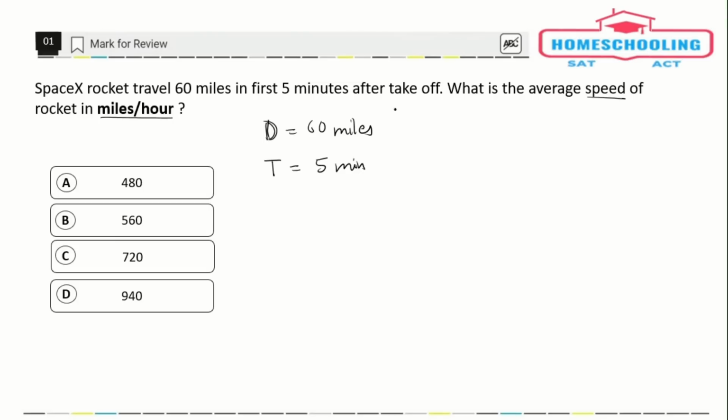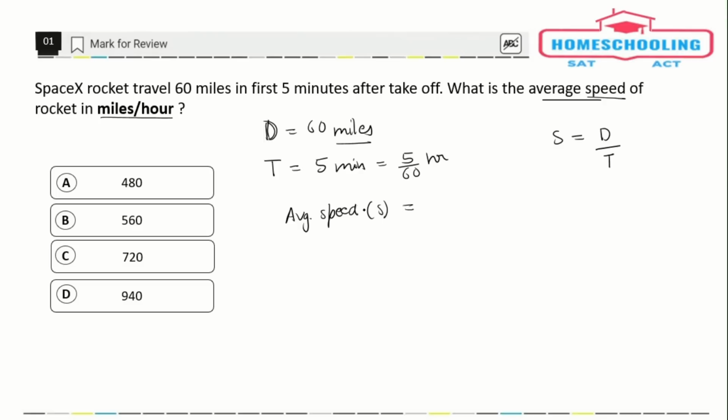So what do we have to find? We have to find the average speed. As we know, speed is equal to distance upon time. We have to find average speed in miles per hour. The distance is already in miles, but the time is not in hours, it is in minutes. As we know, in 1 hour there are 60 minutes. So to convert minutes into hours, we will divide 5 by 60. So that is your hour.